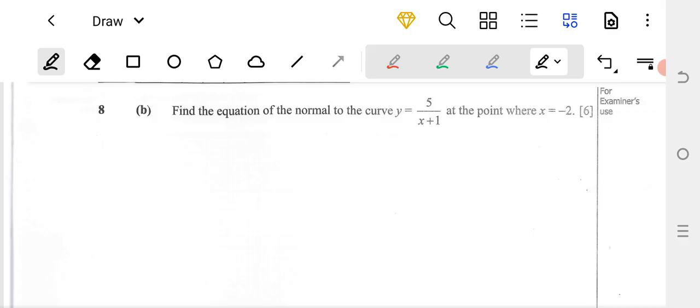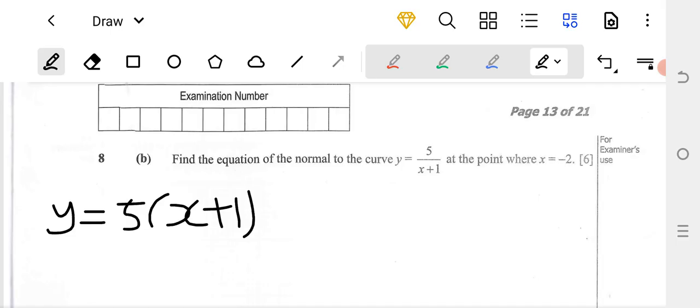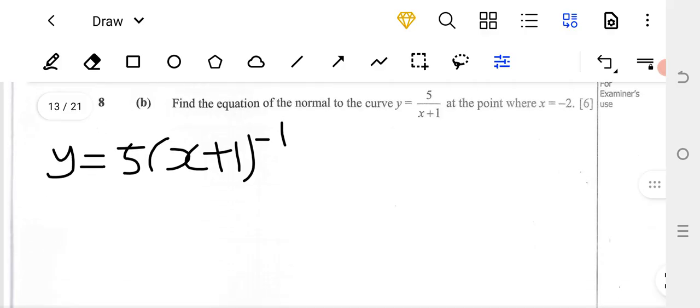Okay, so let's write this equation in a different form. I said that you should always make sure whatever is having x, if it's down as a denominator, it should go up as a numerator. So let us do just that. We are going to say y is equal to 5 multiplied by (x plus 1) raised to the power -1. Then we differentiate this.